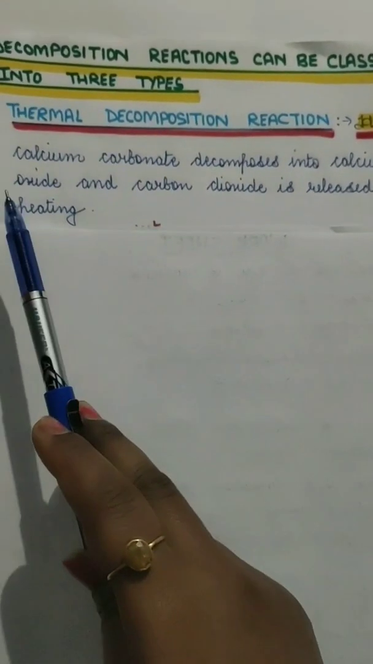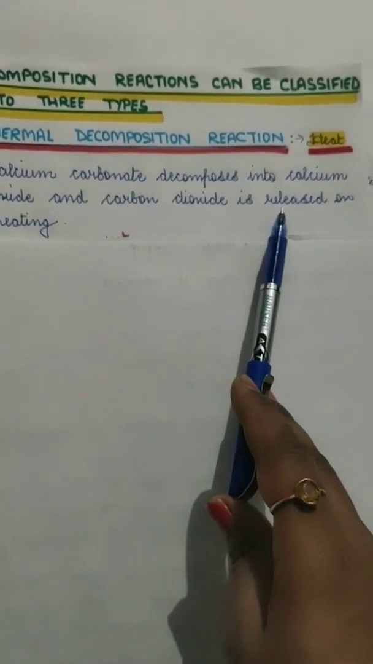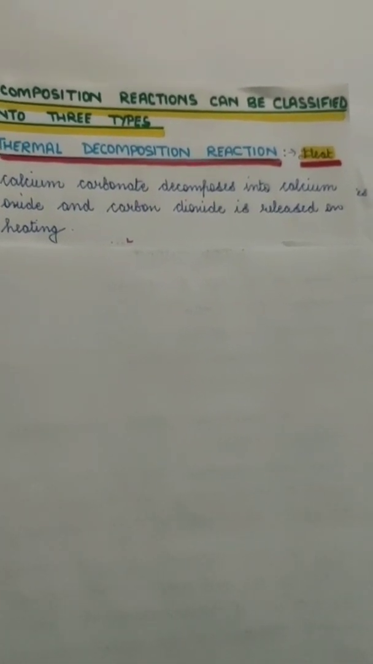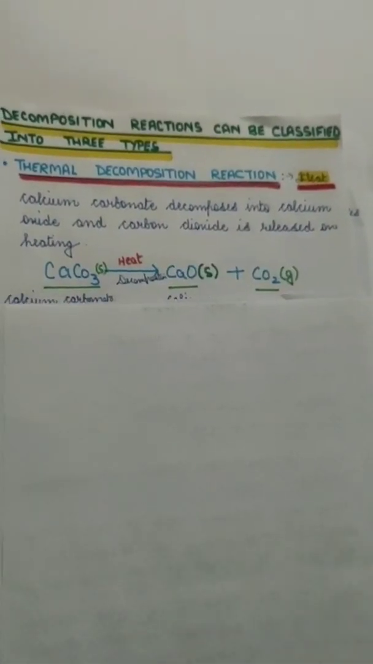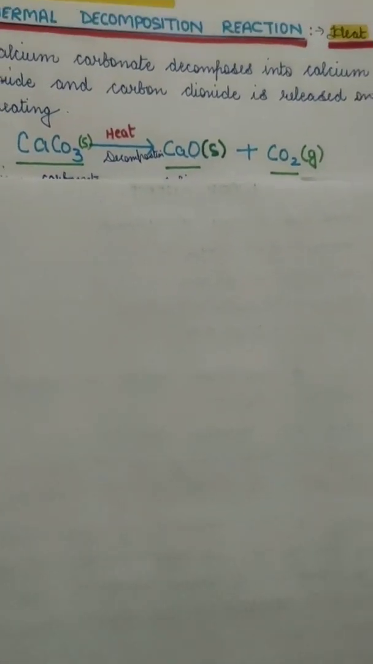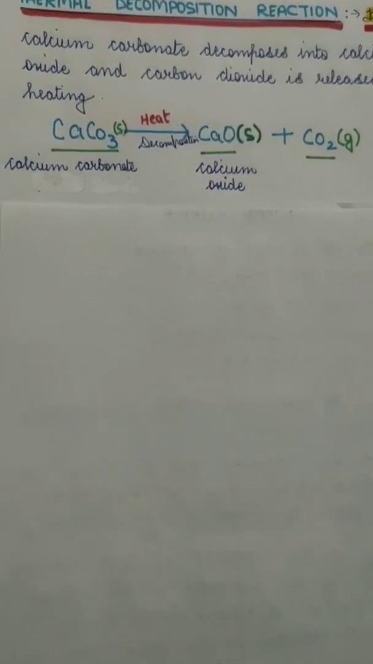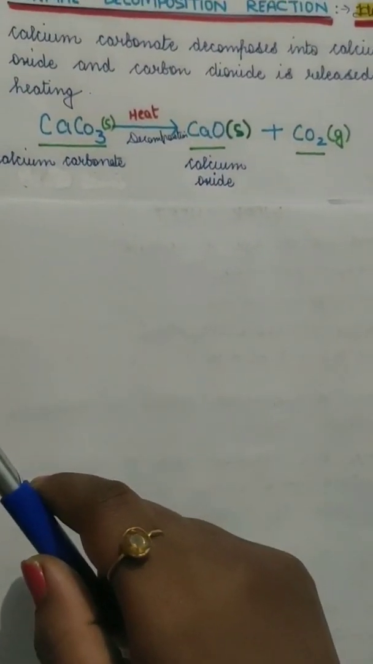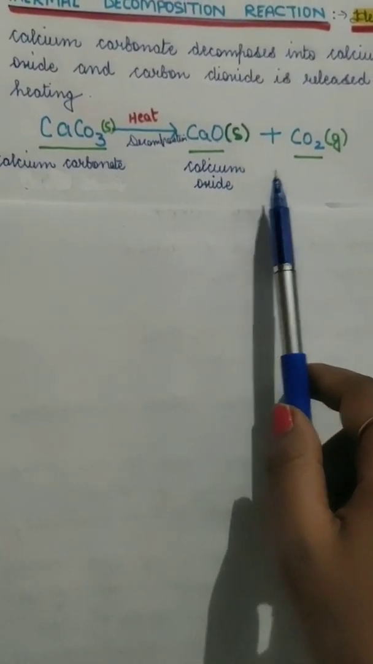So thermal decomposition is when we heat. The first example which I gave you, calcium carbonate decomposes into calcium oxide, and carbon dioxide gas is released on heating. So CaCO3, when heated, undergoes decomposition, then CaO and CO2 gas is released. Here CaCO3 is calcium carbonate and CaO is calcium oxide.